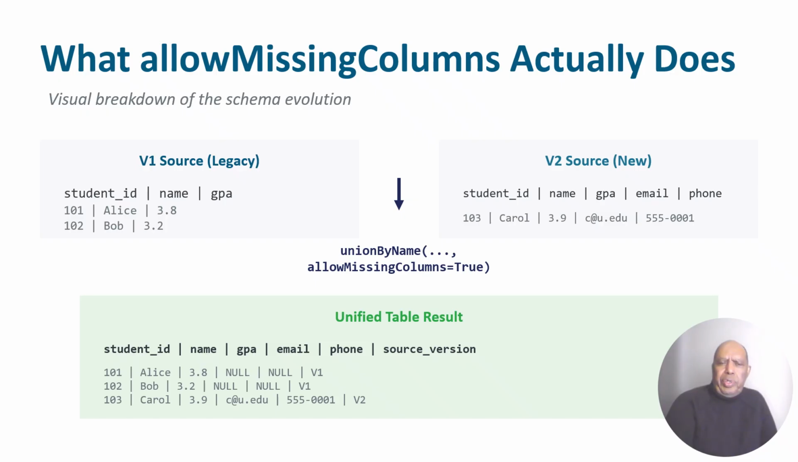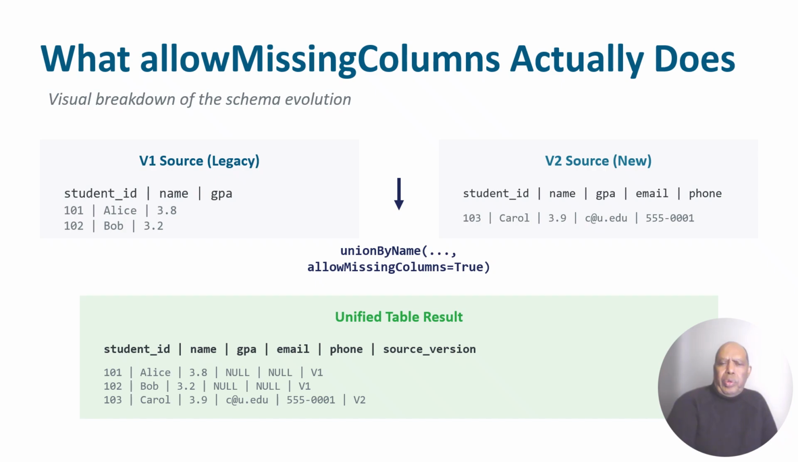Now the union, which is union by name with allow missing columns equal to true. Without this parameter, the union would fail because the schemas don't match. With the parameter, it succeeds. So the result is a unified table, all 5 columns from V2 plus source version for tracking.